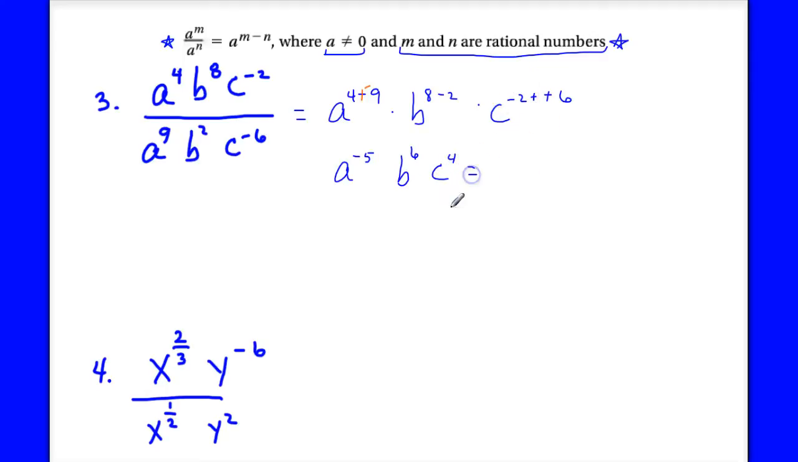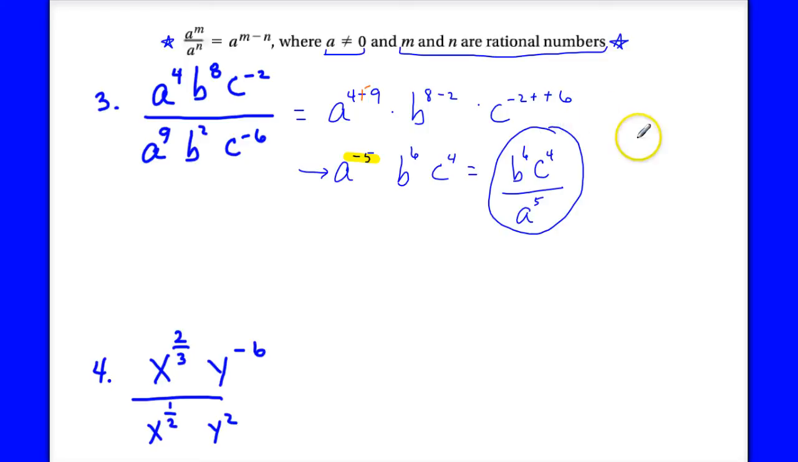Well, I'm not quite done with this because there should be something going off in your head saying, wait, there's a problem with that negative sign. We are not to leave negative exponents in simplified answers. So what I'm going to do is keep the positive exponents, but since that a has a negative exponent and it's currently in the numerator, I have to take its reciprocal, move it to the denominator, and make it a. Now I can make it a positive exponent. So there's my answer, b to the 6th, c to the 4th, over a to the 5th.